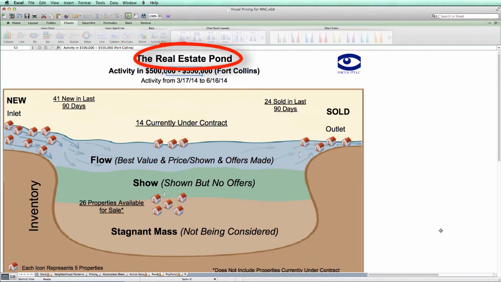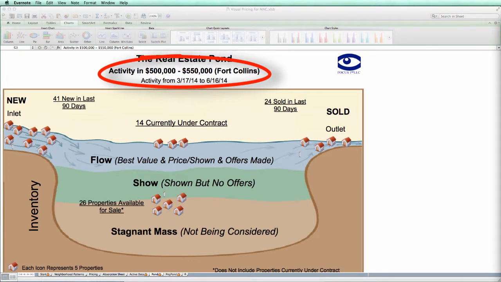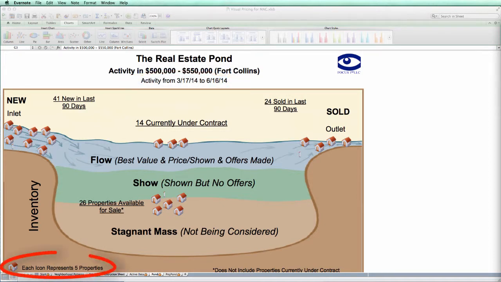First of all, let's go to the top, and that's where the title of the graph is, the real estate pond, and right below that is a subtitle. As you recall, this is the same title that we gave it when we read in the exported data file. Right below the title is the date. The pond is a summarization of the real estate activity for the last 3 months. So as you can see from this chart, it summarizes activity from 3/17/2014 to 6/16/2014.